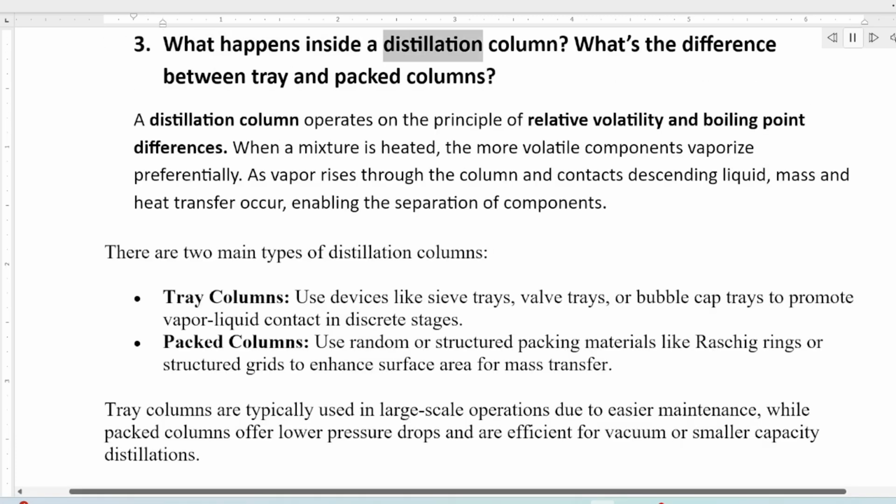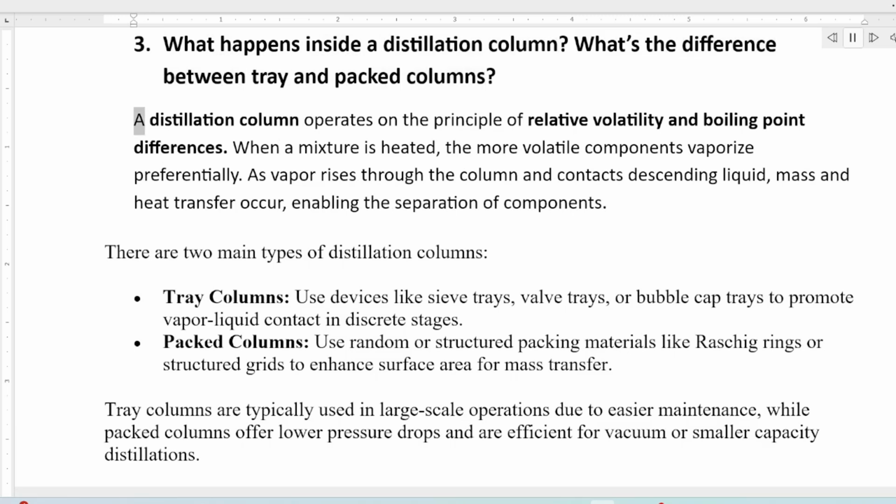What happens inside a distillation column? What's the difference between tray and packed columns? A distillation column operates on the principle of relative volatility and boiling point differences. When a mixture is heated, the more volatile components vaporize preferentially. As vapor rises through the column and contacts descending liquid, mass and heat transfer occur, enabling the separation of components.